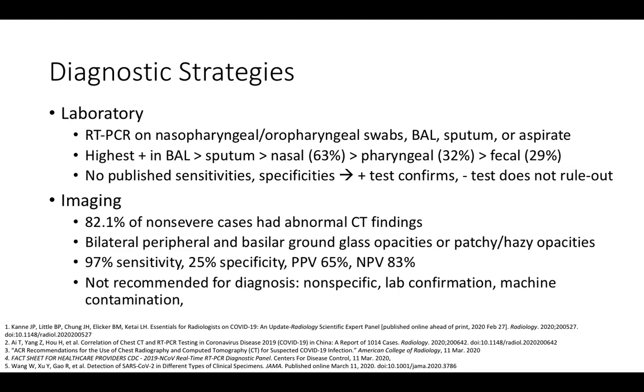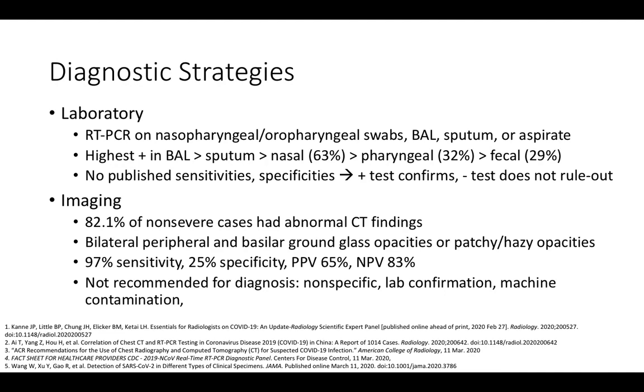In terms of diagnostic strategies, we have laboratory-based testing, which is the gold standard. RT-PCR, polymerase chain reaction, helps us to detect the presence of virus in certain secretions. So we have nasopharyngeal and oropharyngeal swabs from the nose or the mouth. We have bronchoalveolar lavage, which is basically when they take a sample of fluid from the very lower airway or the bronchi. We can also have sputum samples or other aspirates.